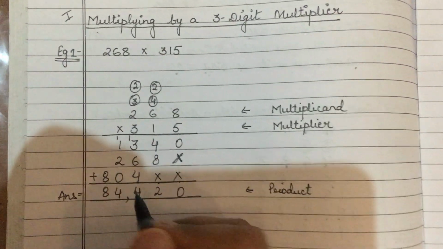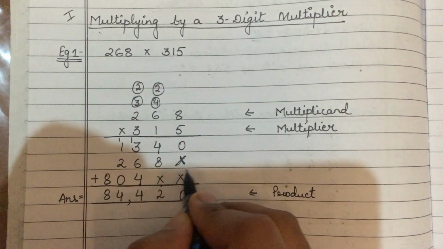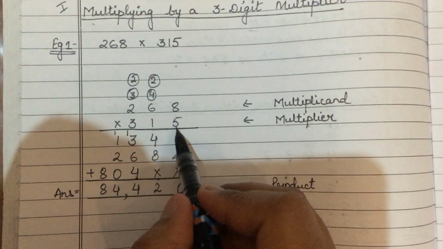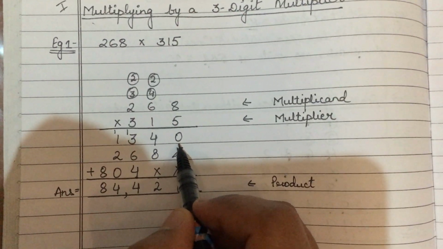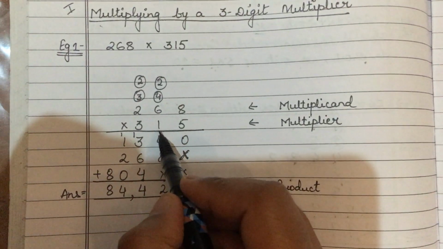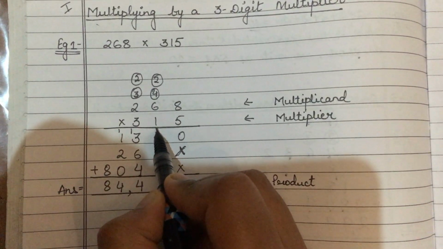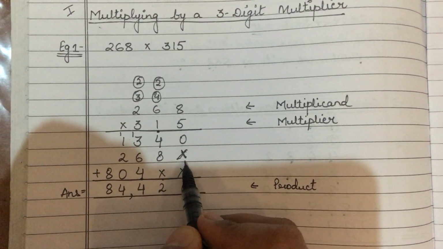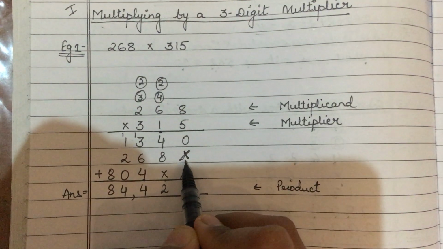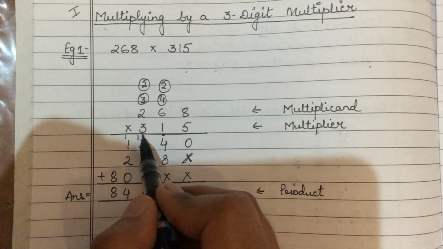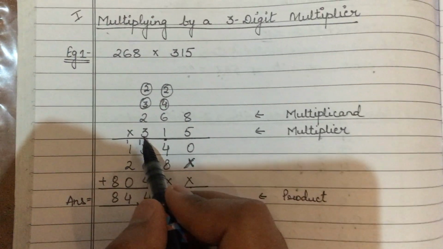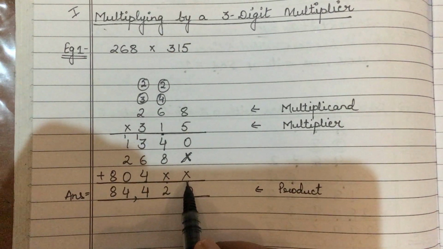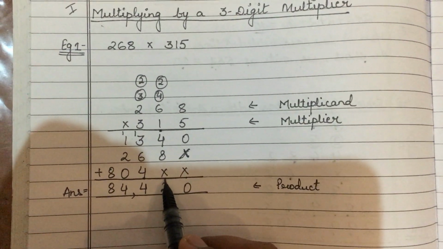See children, it is a very simple logic of leaving the space. In the first one, it starts from ones, so you start writing from the ones place. When we multiply by the tens digit, we start writing also from the tens place, so we leave the ones place. Then when we multiply by the hundreds digit, we start writing from the hundreds place. We leave the ones and tens place.